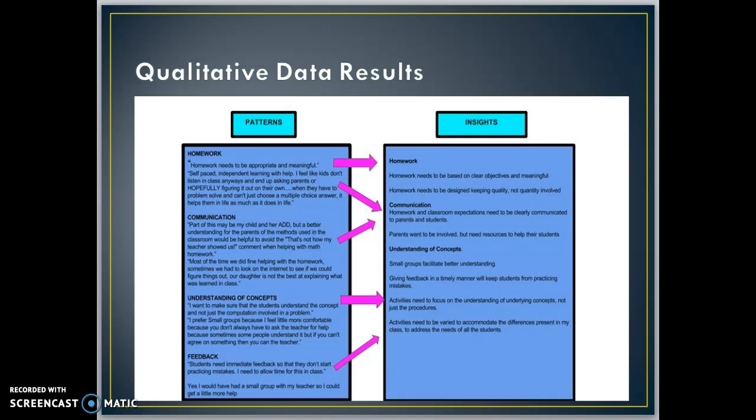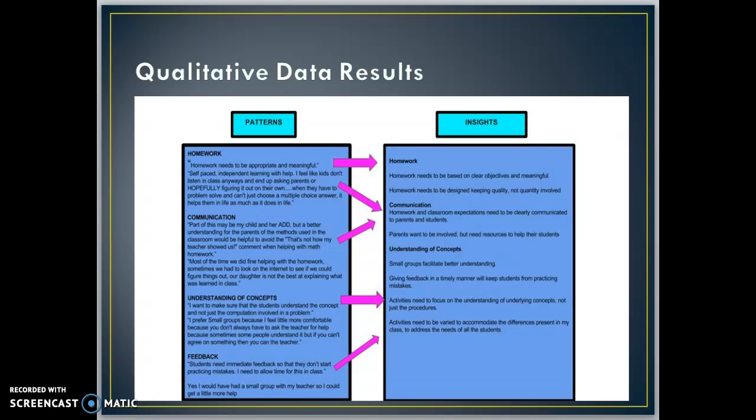So I knew that homework needed to have clear objectives, it had to be meaningful, and that it needed to be of quality, not quantity. I also know that there was some discontent on the amount of time spent on homework, so I knew that was something that I'm going to be looking at also. As far as communication, having clear communication with parents and students about expectations, not only in the classroom, but about the homework, and about where resources could be found to help their students.